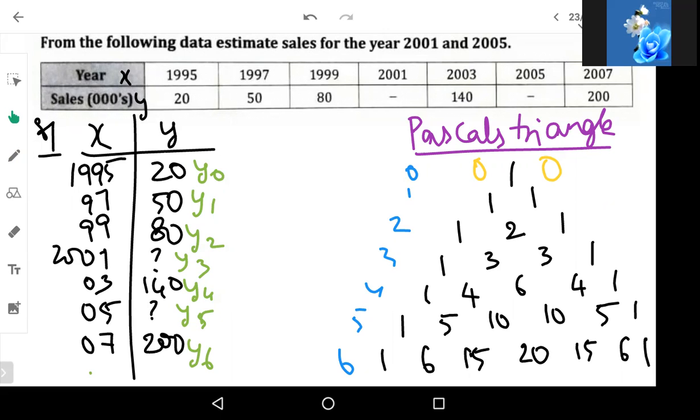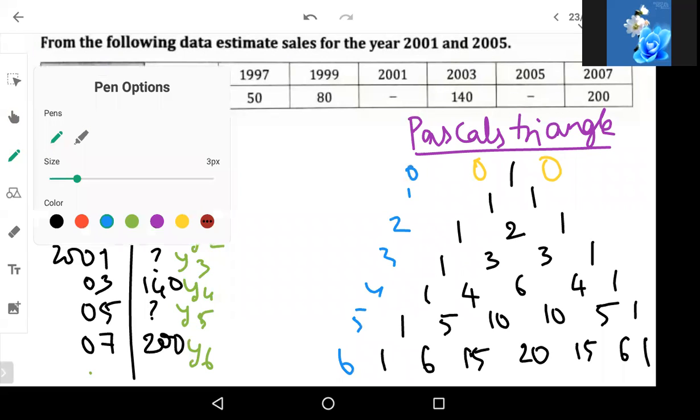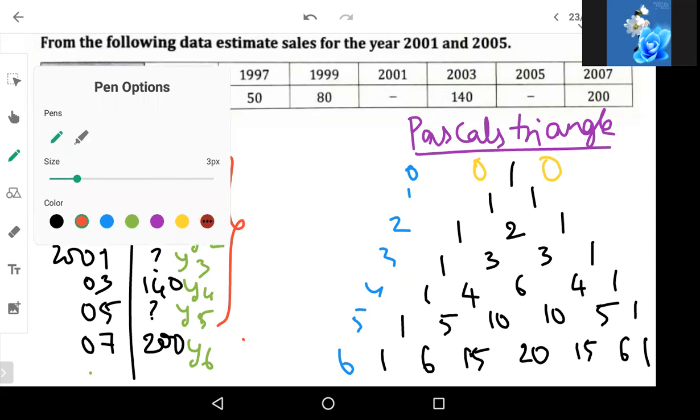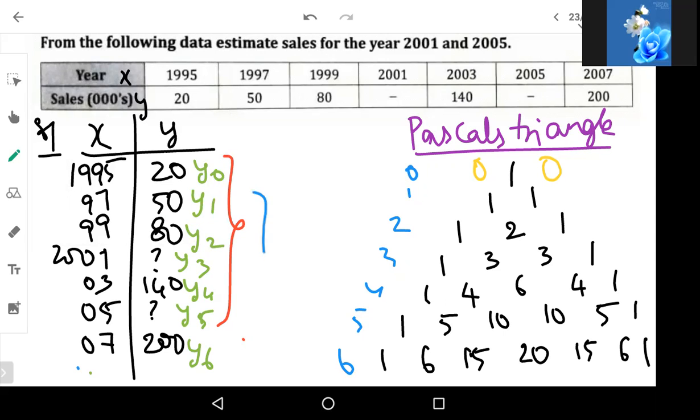So we are taking the numbers in 2 sets. The first set will be the first numbers, leaving the last one. The first set will be from y0 to y5, and the next set will be from y1 to y6. I hope you are able to understand. If you are getting confused, leave out the last number and consider that as the first set. In the second set, consider from the second to the last.